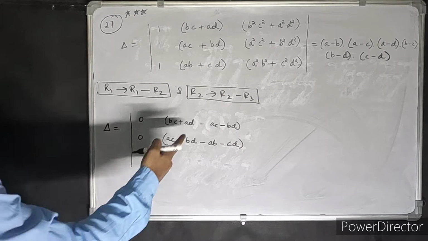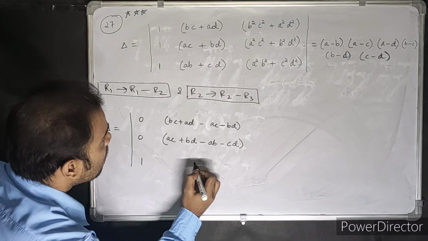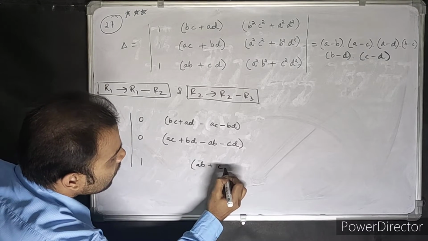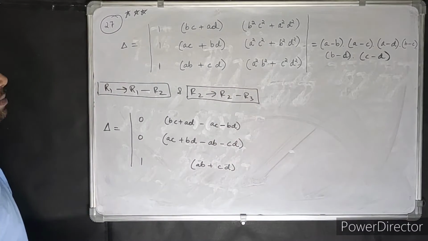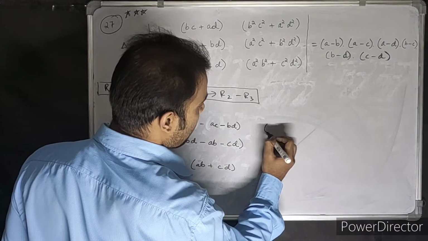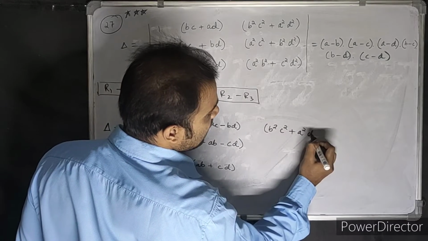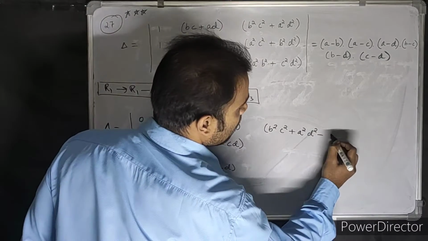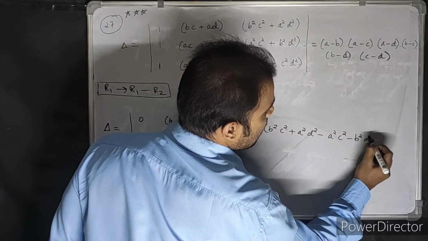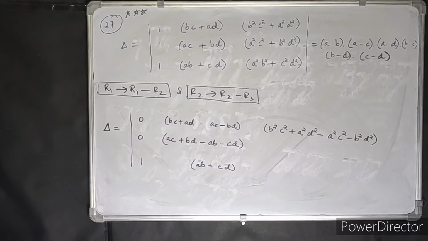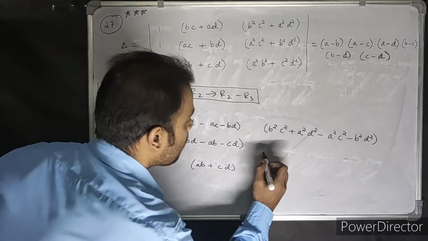I didn't keep the bracket. I showed you in this one. Apply the same thing over here. 1. Then this is just copied. CD. These things again. Row 1 minus row 2. So what do you have? You have B square C square plus A square D square minus A square C square minus B square D square. Okay. Look, I didn't put the bracket.